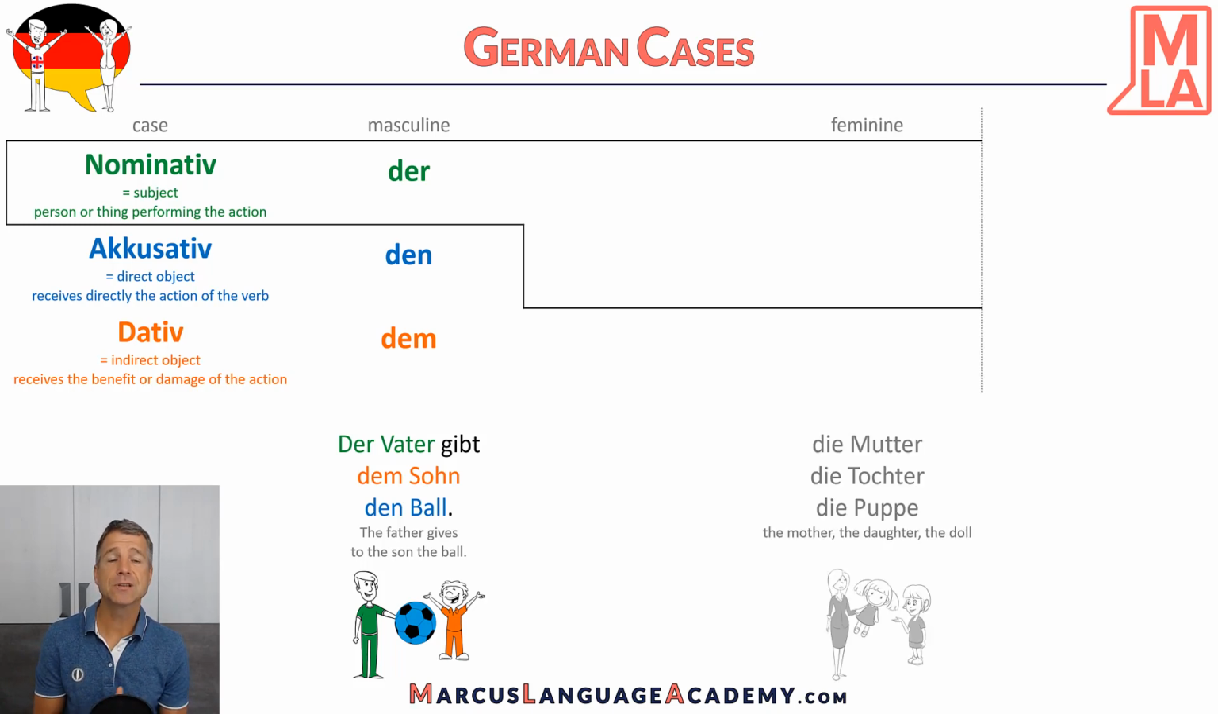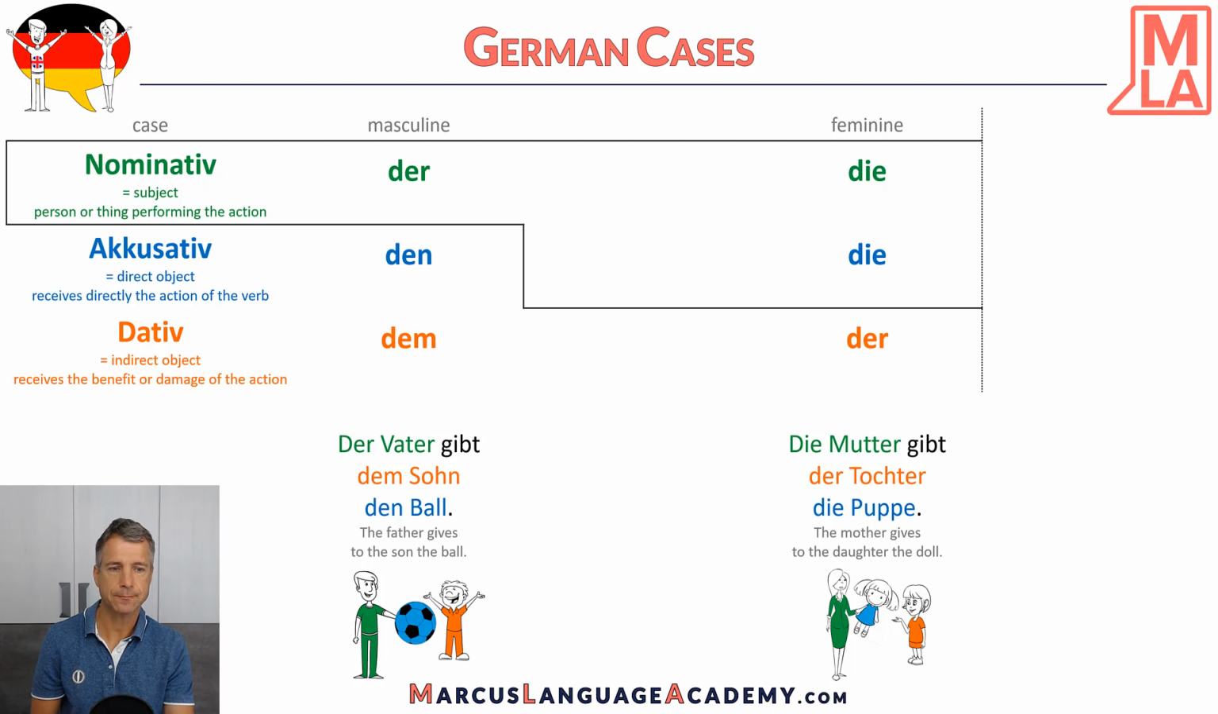So let's see how it is for feminine. Remember, the feminine article is normally die. Here: die Mutter, die Tochter, die Puppe. Let's see our example sentence. Die Mutter gibt der Tochter die Puppe. So nominative, die Mutter, it stays die. And interestingly, accusative is also die Puppe, there is no change. But for dative, yes, there is a change: der Tochter. It looks like a masculine article, but it's the dative of the feminine article. So, der Tochter.